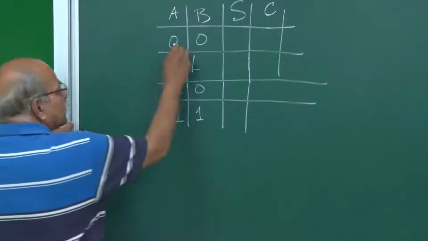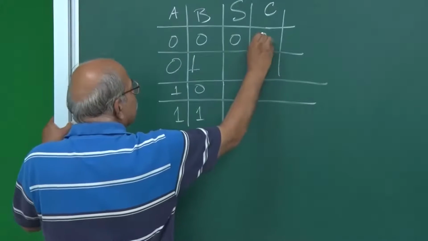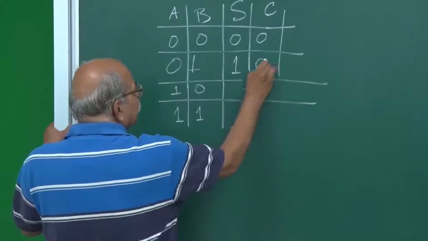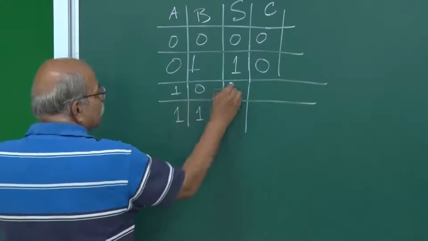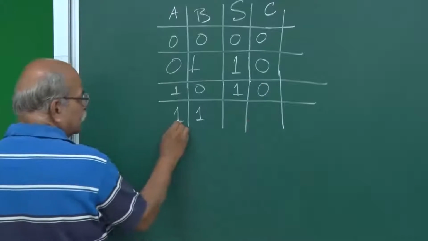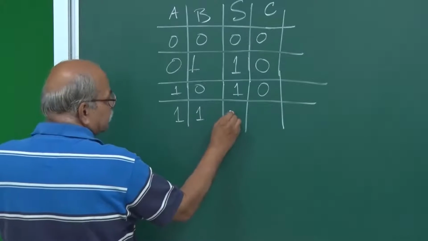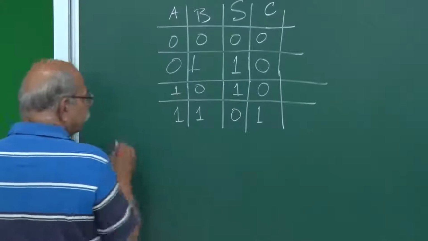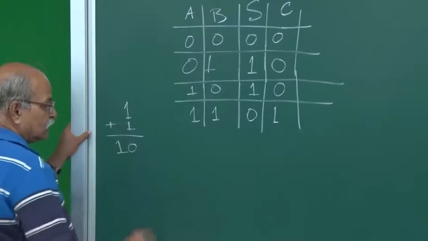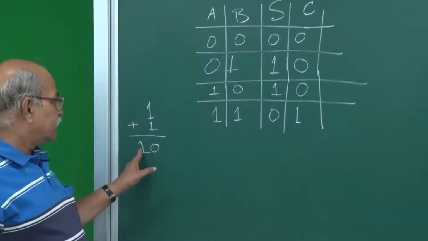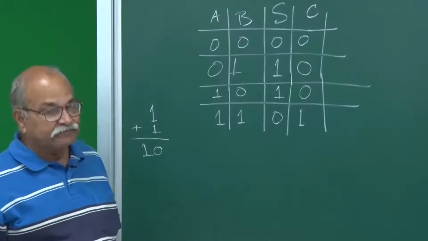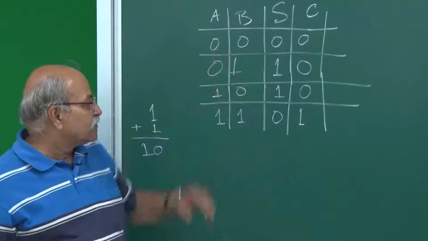Okay. So, 0 plus 0 will be 0, sum will be 0, carry will be 0. 0 plus 1, the sum will be 1, but no carry. 1 plus 0 is also the sum is 1 and no carry, and 1 plus 1, the sum is 0 and carry is 1, because when you add 1 and 1 you get the next number which is 10. So, the sum is this and this is the carry, and otherwise the carry is 0. So, this is the truth table.